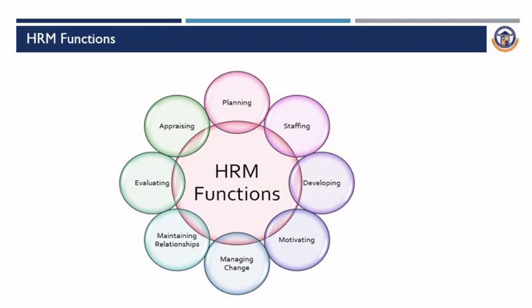The next is managing change. Whenever a change occurs in an organization, the employees should support the change, and the manager should help the employees to accommodate themselves within the change. This is also an important function of HRM, as is maintaining relationships. The relationship between the people in an organization, which means the relationship between the employer and the employee, has to be maintained in the right way and also in a smooth way. Only when relationships are maintained in the right and smooth way can the operations in an organization be done effectively.